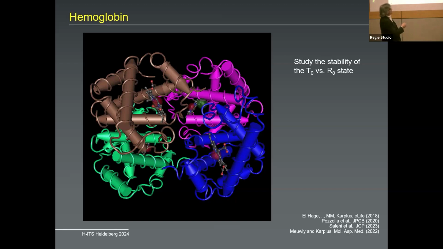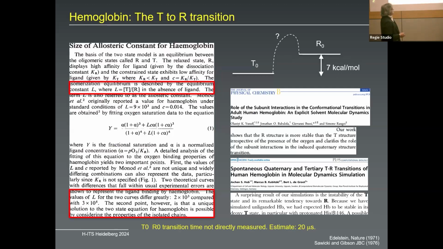So T is the tense state, R is the relaxed state. The subscript means the number of bound ligands, which is 0 in this case, so no oxygen or CO bound. And there is very old literature from Stuart Edelstein, who wrote that one can compute this thermodynamic stabilization of the T state relative to R. The barrier is not known, but the transition time is estimated to be about 20 microseconds.